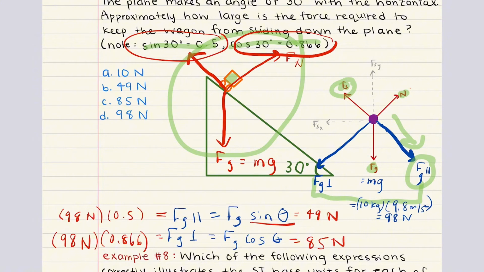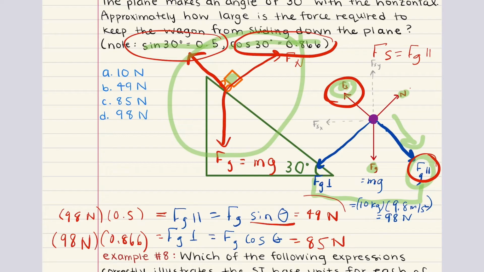To prevent the wagon from sliding down, the static friction force has to be equal to our parallel component of our gravitational force. If our static friction is equal to the parallel component of gravity, then the wagon doesn't move. And that is what this problem is asking us. Approximately how large is the force required to keep the wagon from sliding down the plane? The static force has to equal the parallel component of our gravitational force for that to be true.